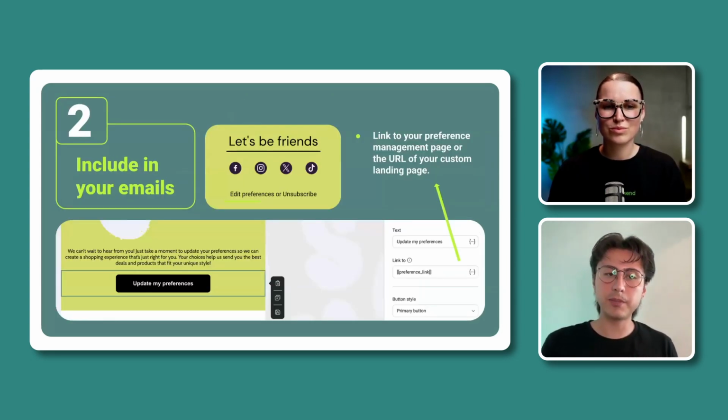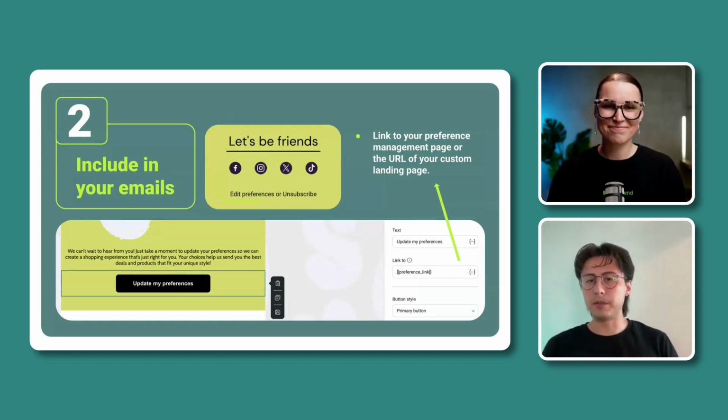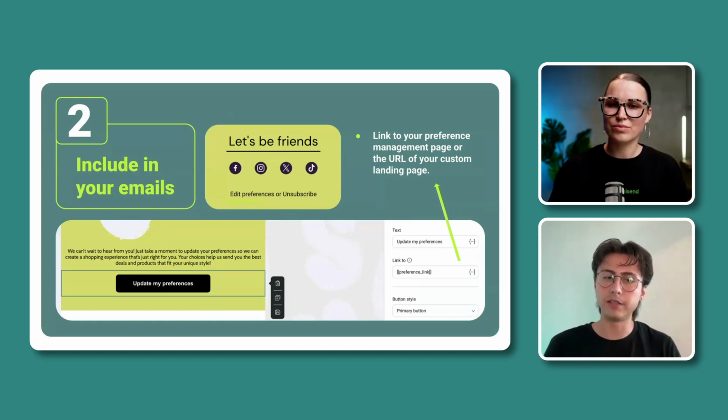An extra thing about the preference management is that you can include it in your emails, as you can see in these two examples. By default, you will see it as edit preferences at the bottom of your emails every single time, and they will access it through there. But you can also create a custom button in the middle of the email saying whatever you like. I put this example here: we can't wait to hear from you. Just take a moment to update your preferences so we can create a shopping experience that is right for you.